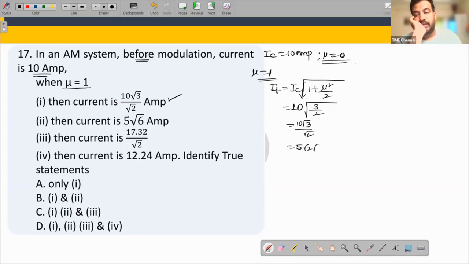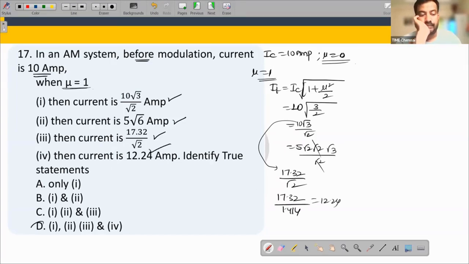10 can be written as 5 into root 2 into root 2. That's 5 root 6, which is correct. Root 3 can be written as 1.732 into 10, 17.32 by root 2. This is also correct. 17.32 by 1.414 is 12.24. So this is also correct. Option D is the answer.